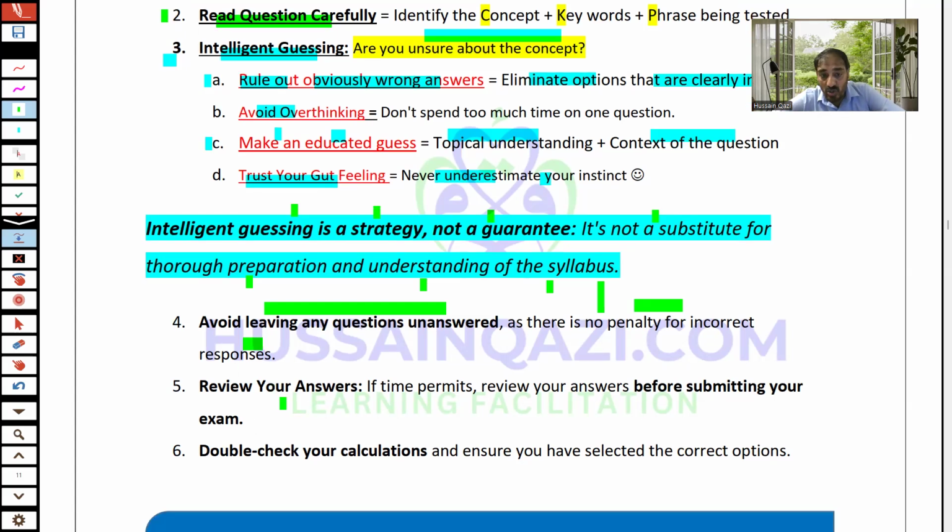Number 5, review your answers. If time permits, review your answers before submitting your exam, subject to managing your time carefully. Strongly suggest reviewing your answers. And for calculations, double check your calculations. Ensure you have selected the correct options. No casting errors, nothing else. That's a point.